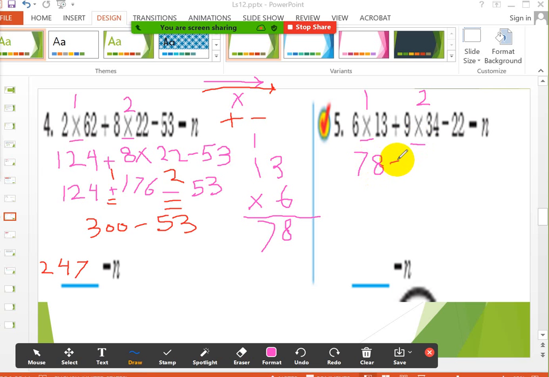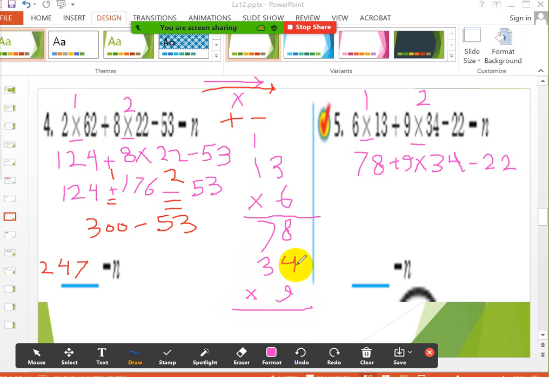So I will write the numbers left. 9 multiply 34. So I did my first operation, which is multiplication here. So I will do the second one. I have to multiply 9 with 34. Let's find the answer. 34 multiply 9.